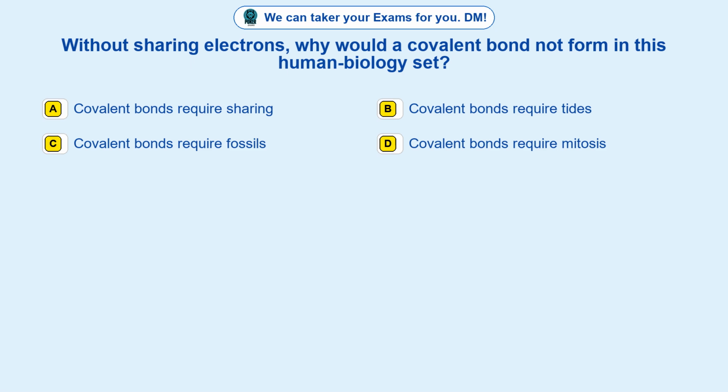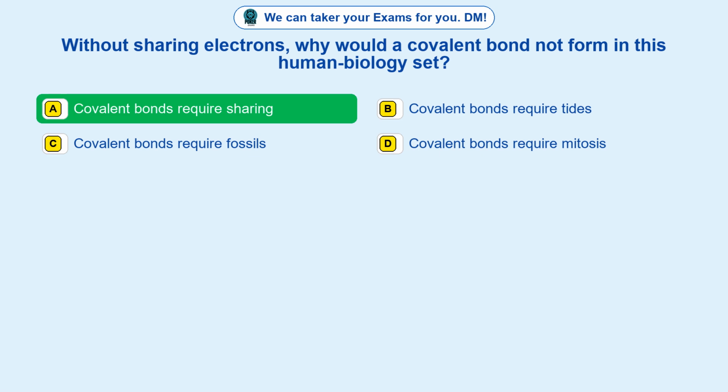Question 34. Without sharing electrons, why would a covalent bond not form in this human biology set? Option A, covalent bonds require sharing. Option B, covalent bonds require tides. Option C, covalent bonds require fossils. Option D, covalent bonds require mitosis. The correct answer is option A.